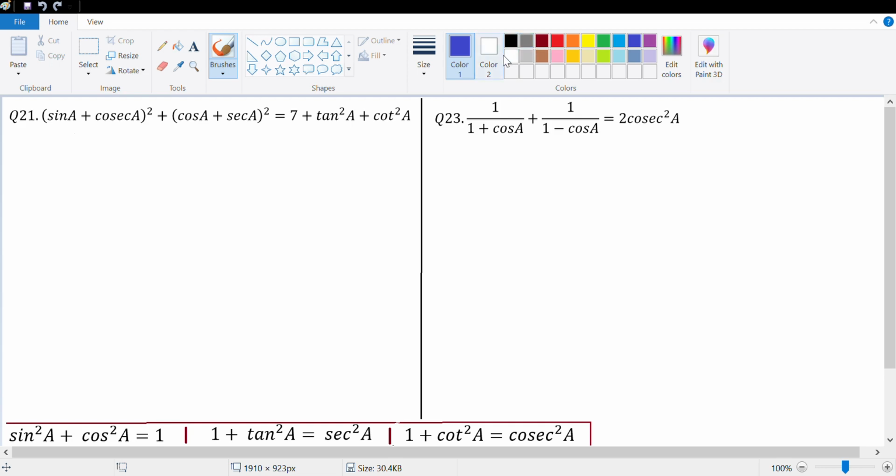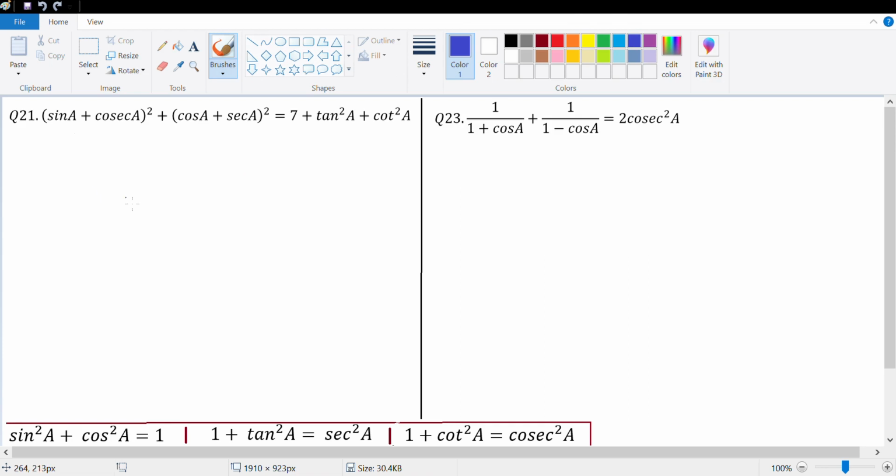Basically, you need to look at either the left hand side or the right hand side and try and reach the other side somehow. So if you're starting from the left hand side, you should look at the terms on the right hand side and decide how you want to proceed with the question. So let's look at question number 21.